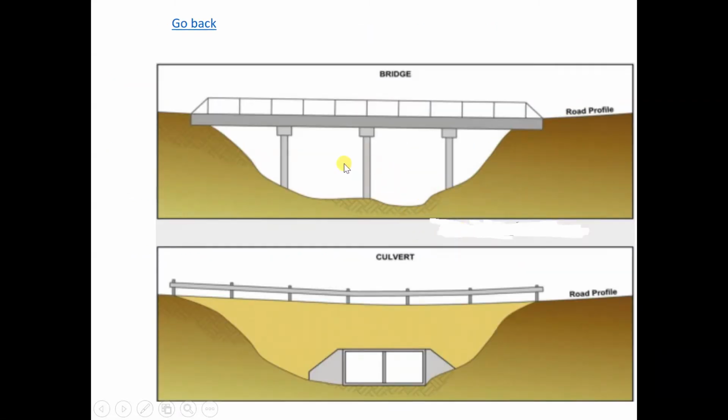If the stream is quite sizable, then we have to go for a bridge. If the capacity, the discharge, is not that big, we could do with a culvert. It could be round, it could be square, it could be a different type of shape. Sometimes there are oval ones as well, and then different materials.